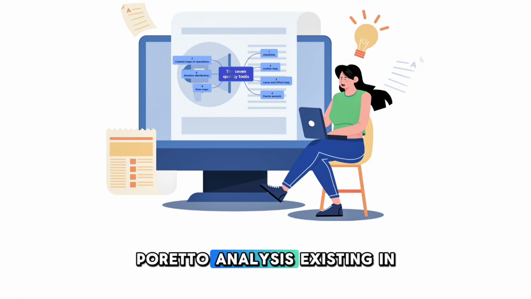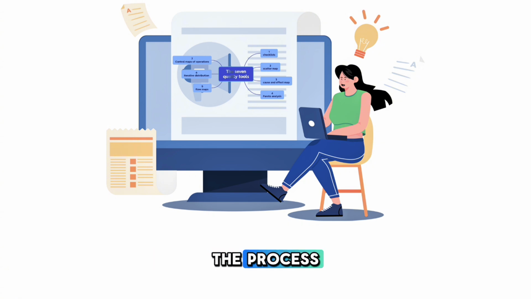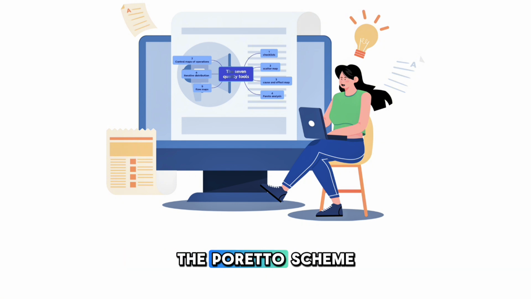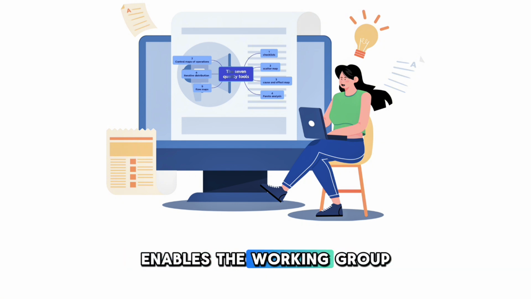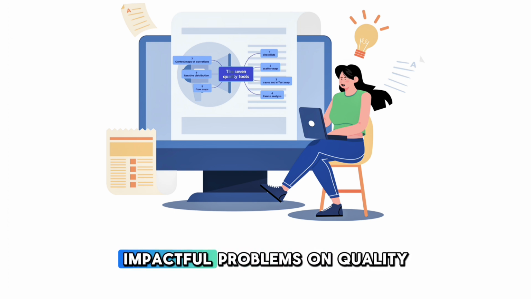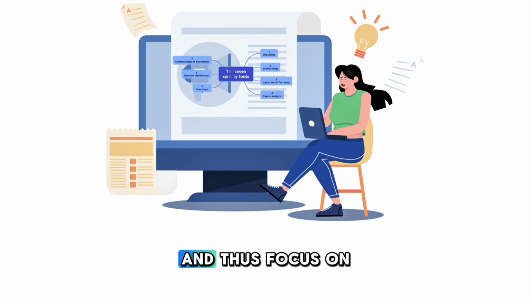4. Pareto analysis. Using this technique, problems existing in the process can be sorted in descending order from the most frequent to the least, that is, according to their importance and frequency of occurrence. The Pareto scheme enables the working group on quality to identify the most important and impactful problems on quality, and thus focus on solving them first.